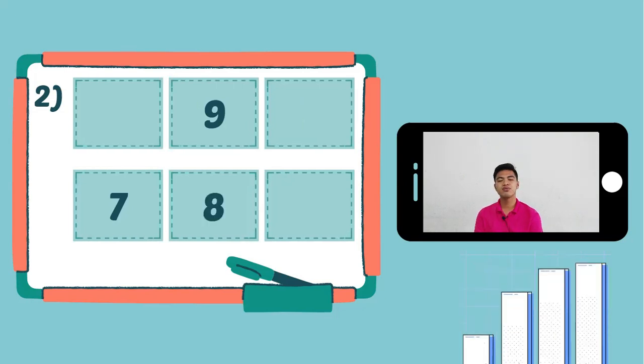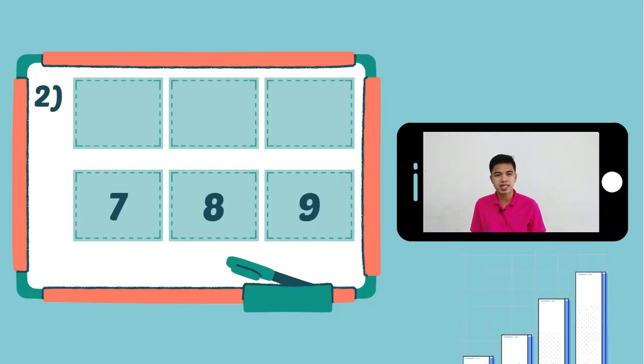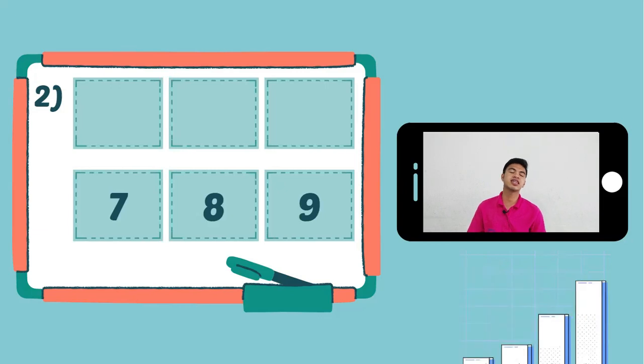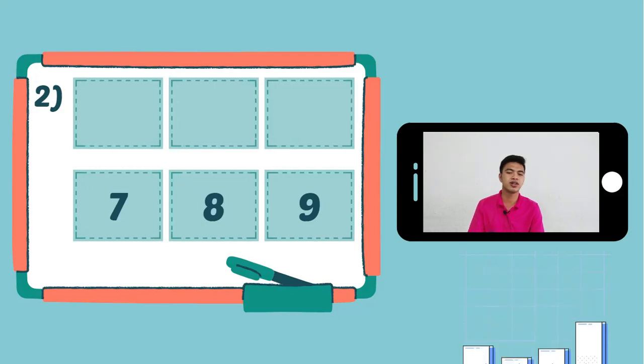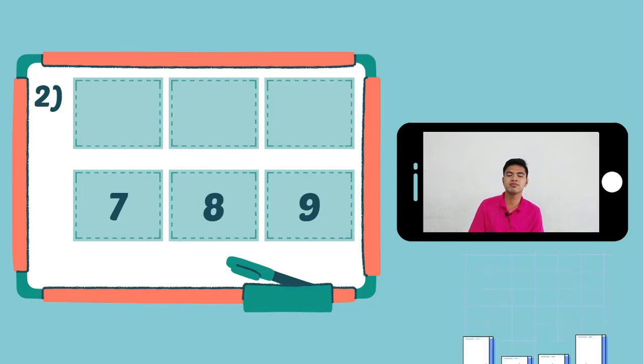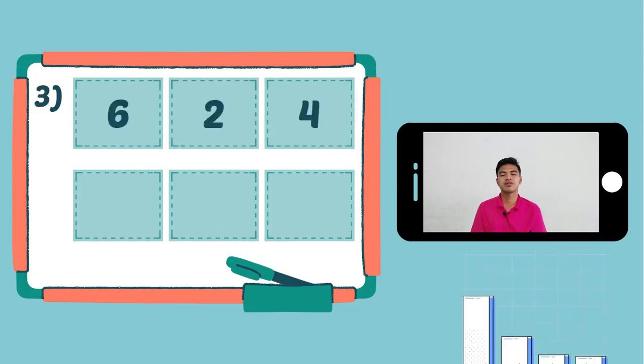And since we only have one number left, we're just going to write it down in the last part, okay? So that is our order for today. That is our numbers that we arranged in ascending order. So the smallest is 7, followed by 8, and then lastly 9, okay? So let's go to number 3.